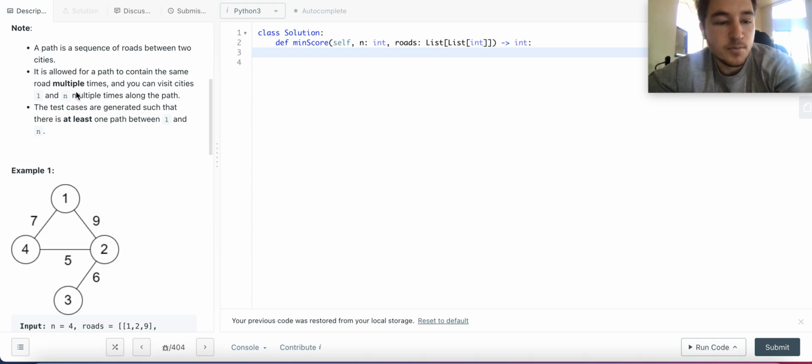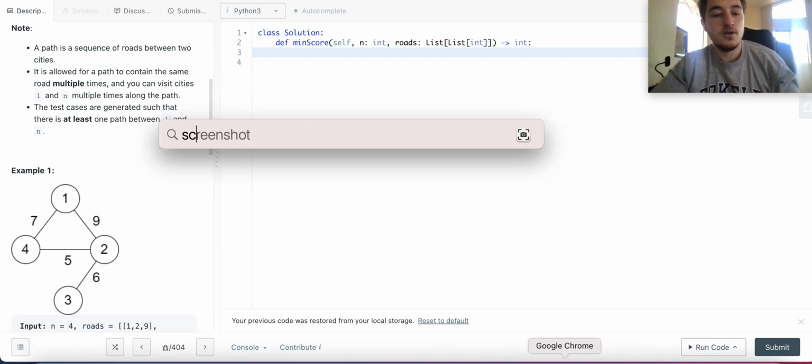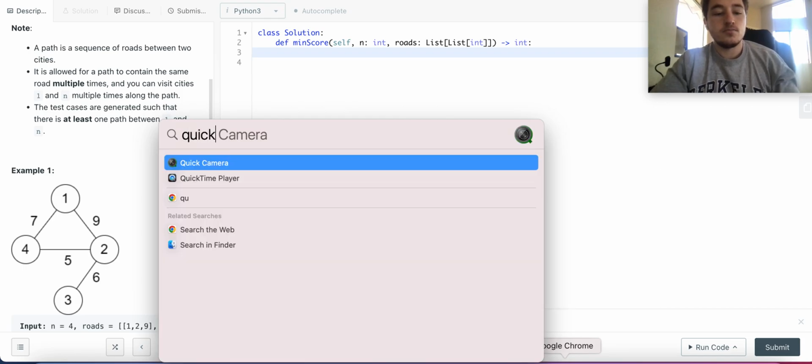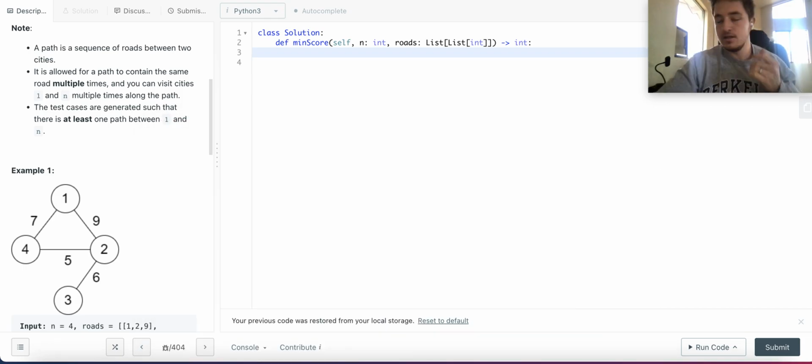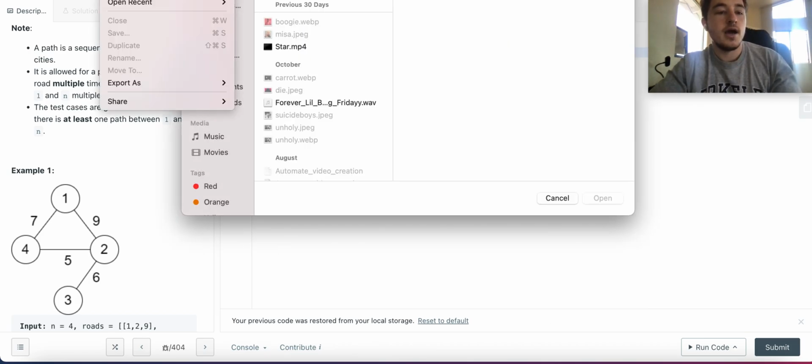If you can use the same road multiple times, then it's only going to benefit you to try to find the minimum road that you can reach, right? So I guess the best way to describe this is with an extreme example. Let's say that you had a path.